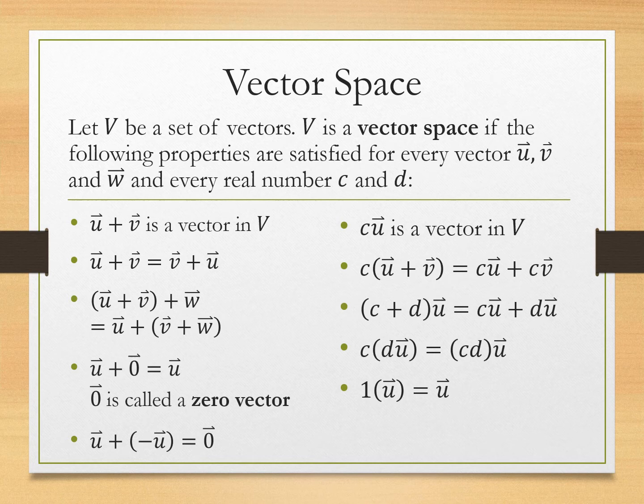Let V be a set of vectors. V is a vector space if the following properties are satisfied for every vector within V and every real number C and D. So what I did is, when these properties, which are really self-evident for real number vectors, apply to some other set of vectors, then we call that set of vectors a vector space.